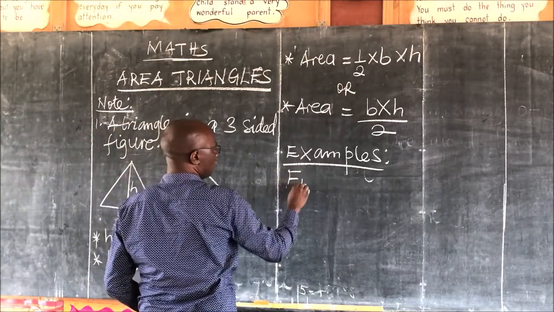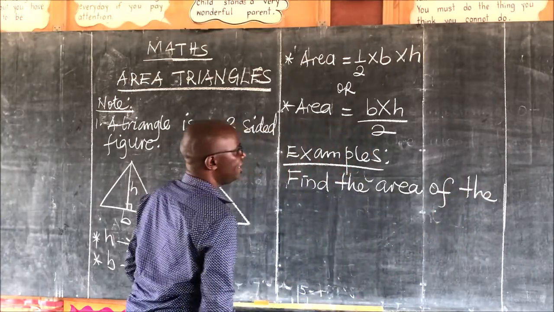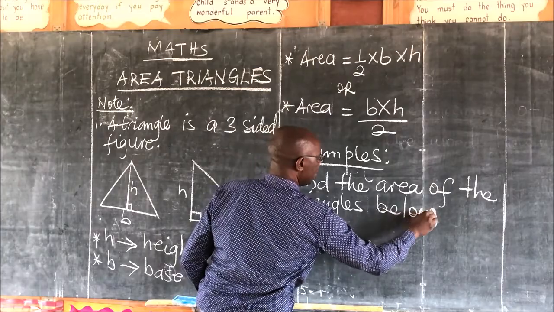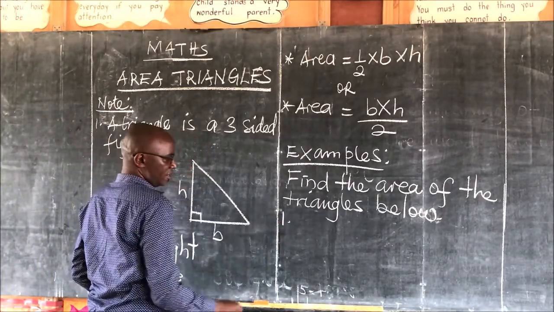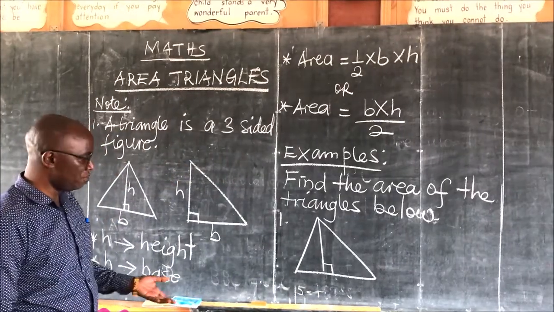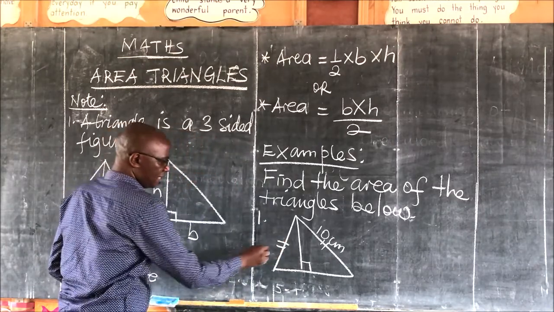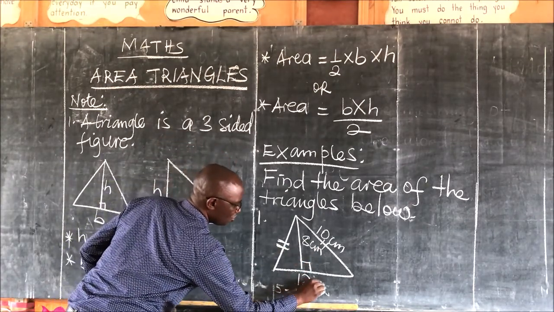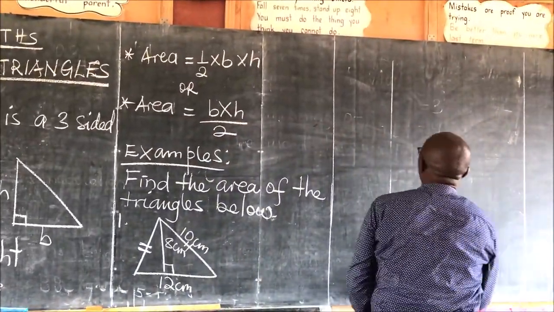Find the areas of the triangles below. So now, one, we start with the first triangle. Find the area of the triangle below. Assuming this is our triangle, and here it is 10 centimeters, the height is 8 centimeters, and its base is 4 centimeters. And we have been asked to find the area of the triangle.